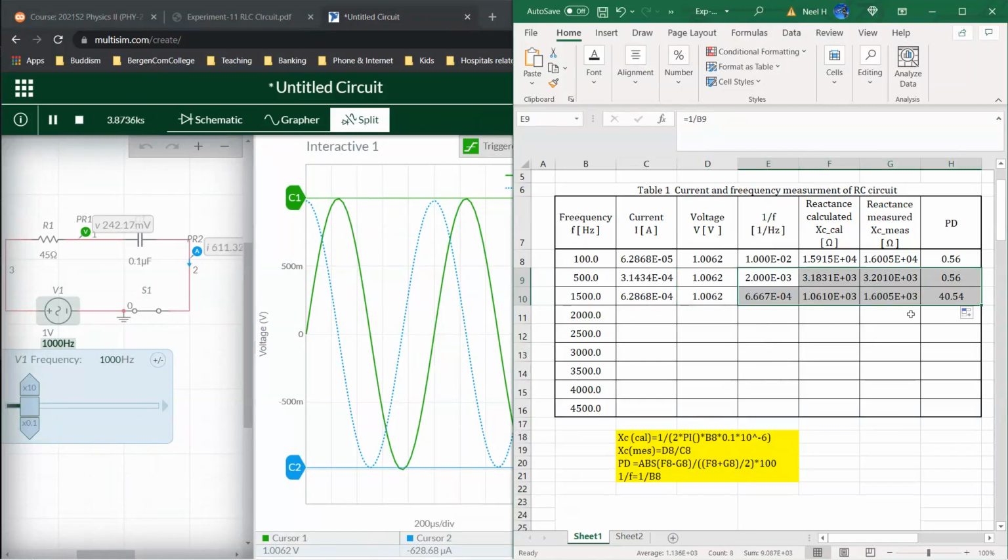Something, let me check what went wrong here. This is exactly the same two numbers.